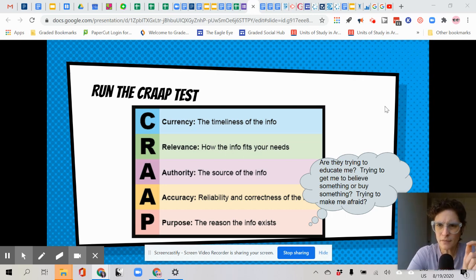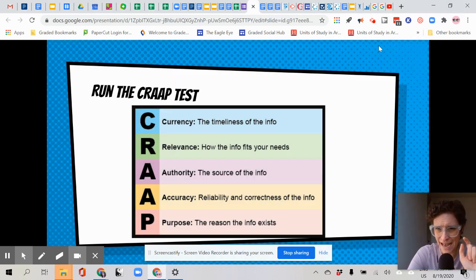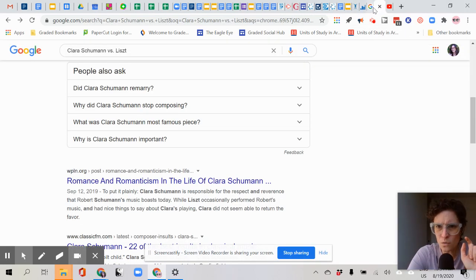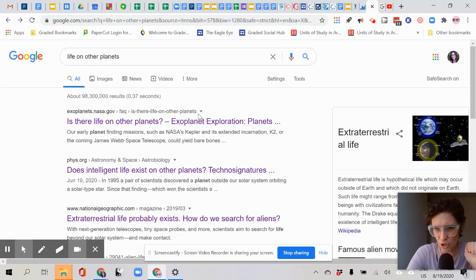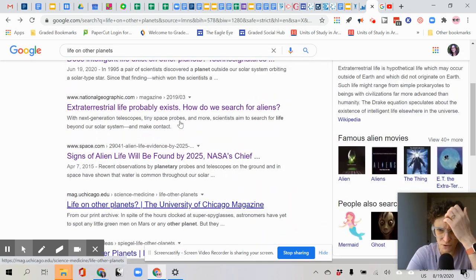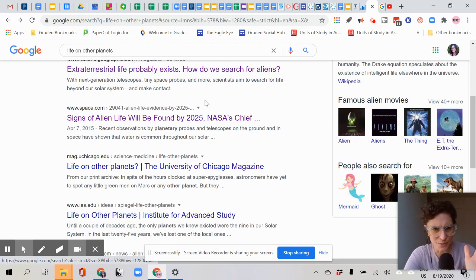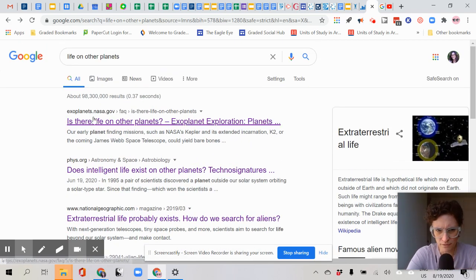Okay? So I want to take a look now at a website and I want us to ask this. Here is my search, life on other planets, and it yielded these results. I'm just going to focus on this first page. Interesting over here. Yes, I don't want an alien movie. Those don't answer my question. Let's look at the first one.